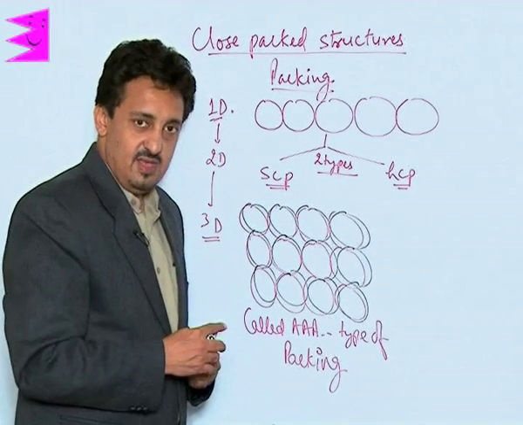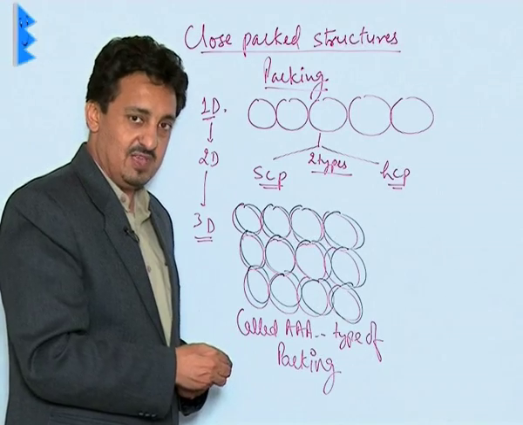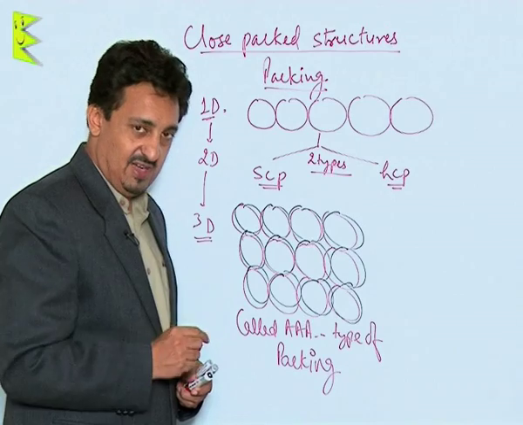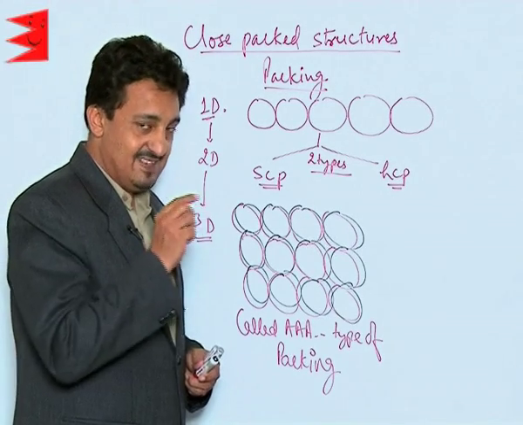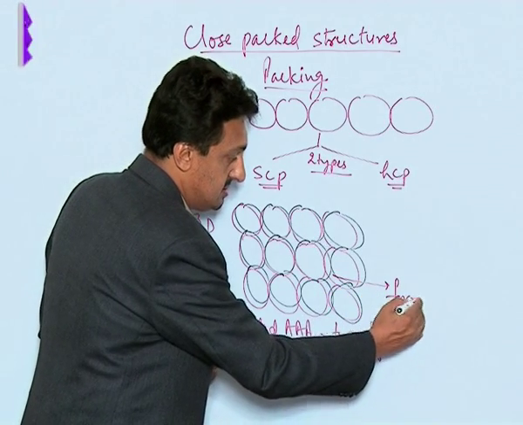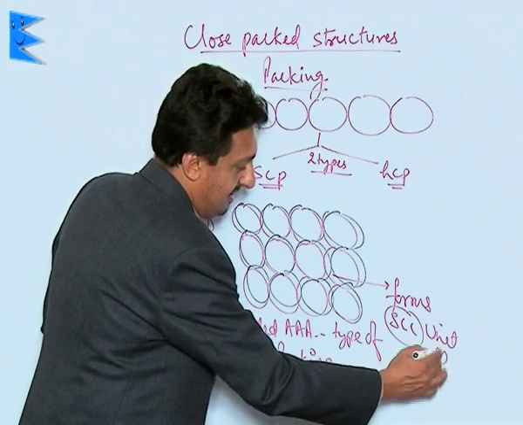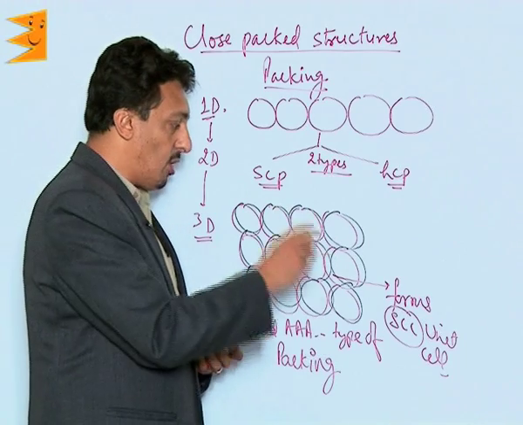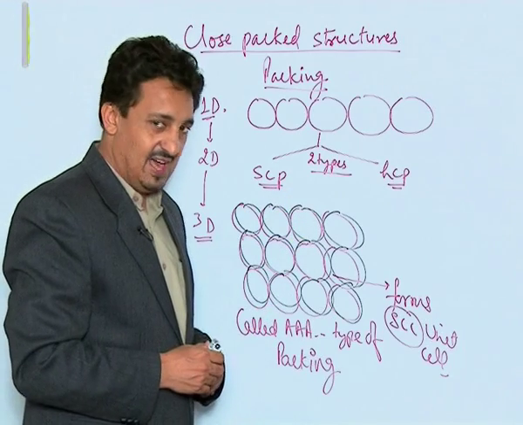There is no difference. And this type of packing, which is obtained from a two-dimensional square close packing, is called AAA type of packing. And this type of packing leads to the formation of the primitive type of unit cell, or SCC unit cell. So this type of packing forms the SCC unit cell. And what will be the coordination number of the particles in this case? I will tell you later on, because I will show it to you with the help of a diagram.